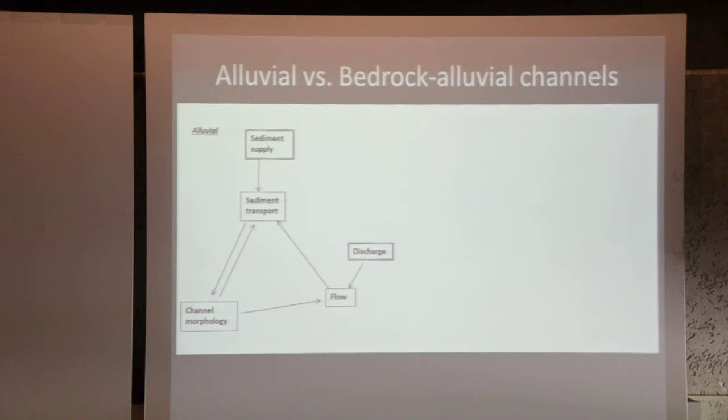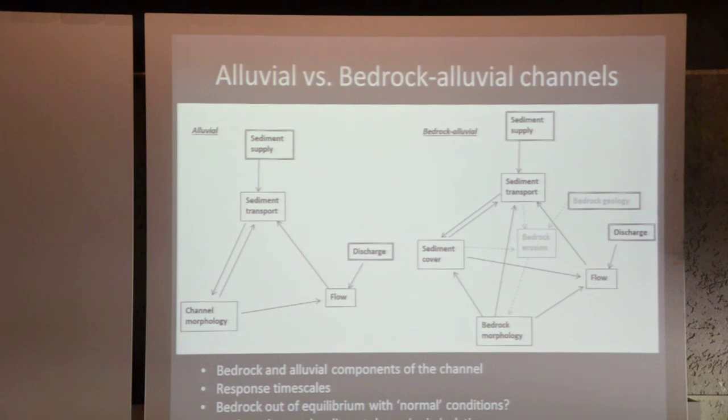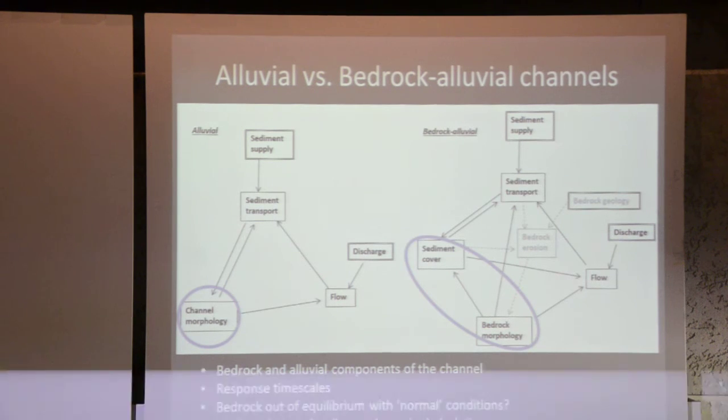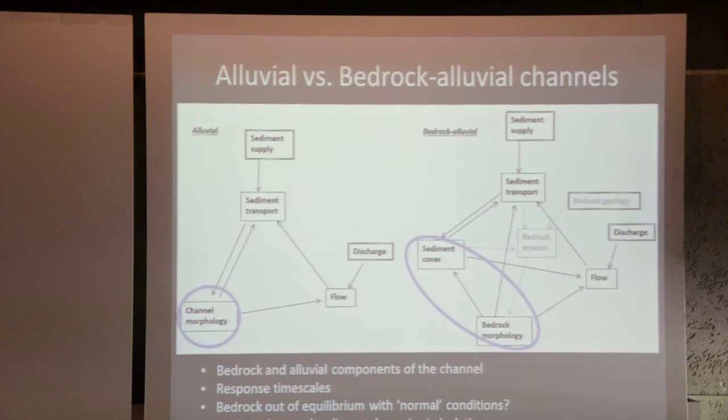But what we're going to start with for the first hour or so of this workshop is looking at something a bit different, and that's thinking about how these relationships operate in bedrock alluvial systems. I'd argue that we probably know even less about how these relationships operate in these bedrock alluvial systems. One of the main differences between these two types of rivers is that instead of a single channel morphology in the alluvial system, we have two components of the bedrock alluvial systems. One is obviously the bedrock, and the other one is some sort of alluvial cover on top of that bedrock surface.